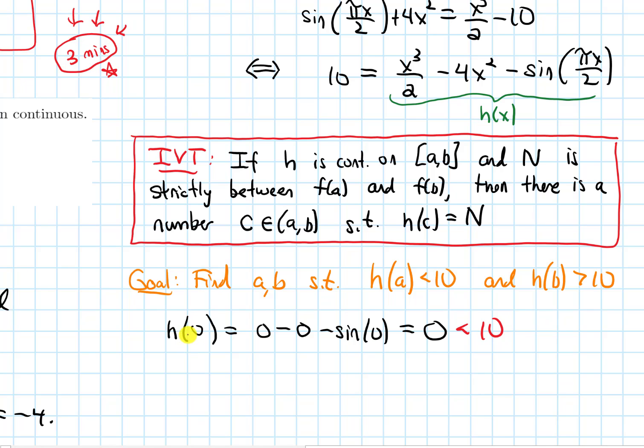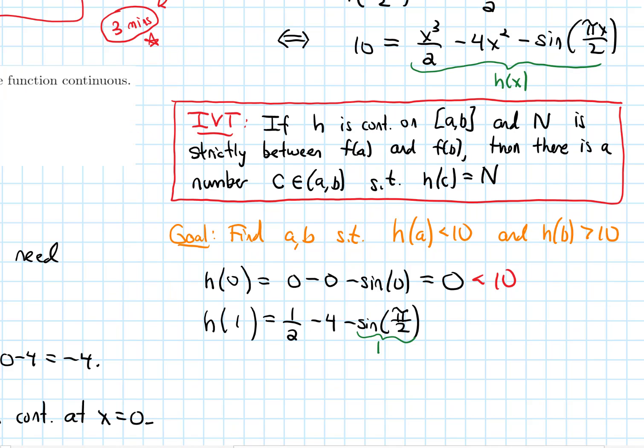Okay, so let's see, I'll have h of, let's think about what to plug in. Maybe let me just try 1. If I plug that in, I'll get 1/2 first, and then minus 4 minus sine of pi over 2. And sine of pi over 2 is equal to 1. So that is a half minus 4 minus 1, which is going to be negative 4.5. Okay, so that is still less than 10. In fact, we made it even smaller.